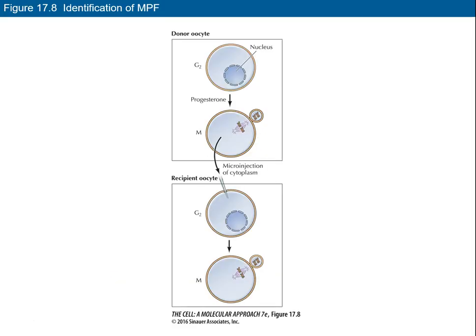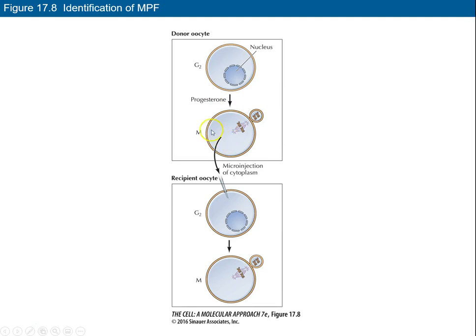Okay, so again, here's this first set of experiments. And again, it wasn't just one group that did it, but this is a summary of these early experiments in frog oocytes. There are oocytes that were exposed to or injected with progesterone, the hormone that's going to induce them to go into M. So you see this, right? G2 exposed to progesterone, they go into M phase. That's the hormone that stimulates them to go into M phase.